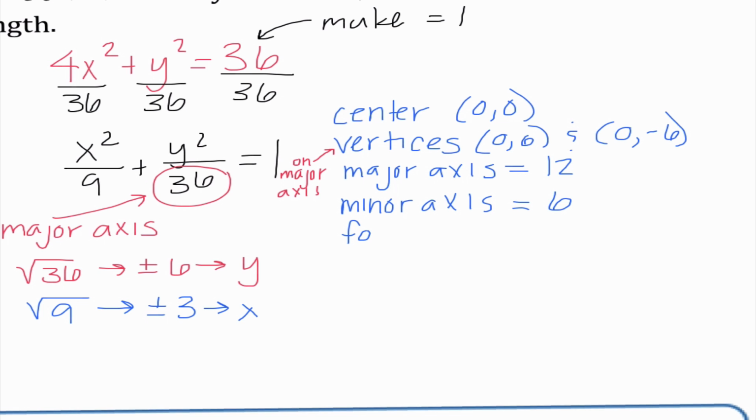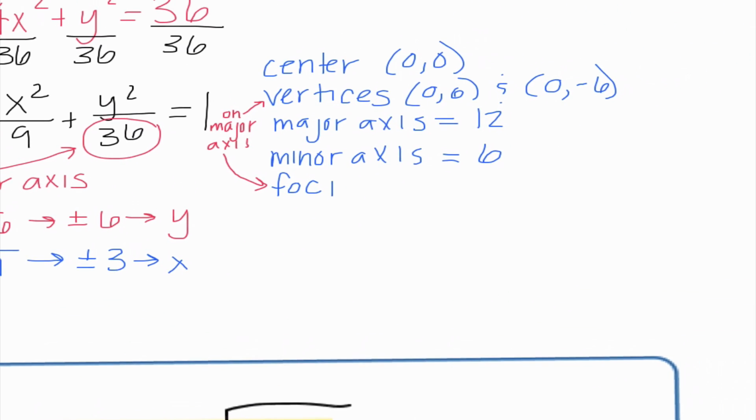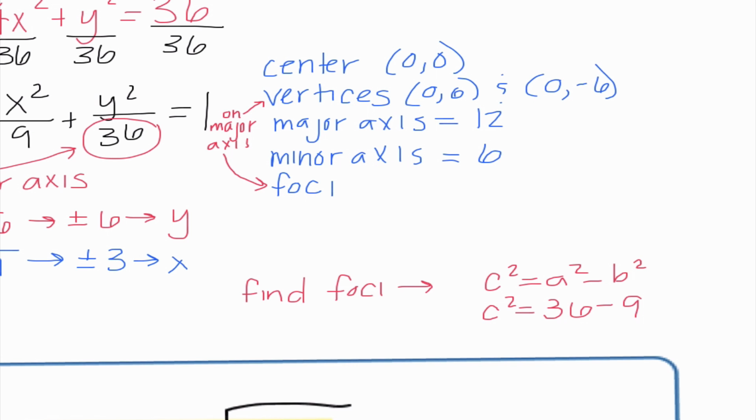So I need to find the foci. Just so you guys know, the foci are also going to be on the major axis. So the vertices and the foci will always be on the major axis every single time. So in order to find the foci, I need to do c squared equals a squared minus b squared. And remember, we said this just means I'm doing big minus small. Every single time, big minus small.